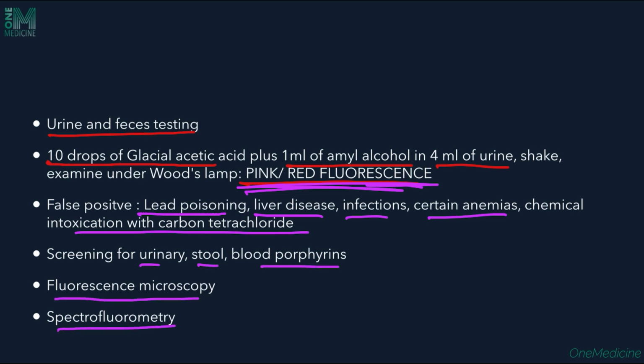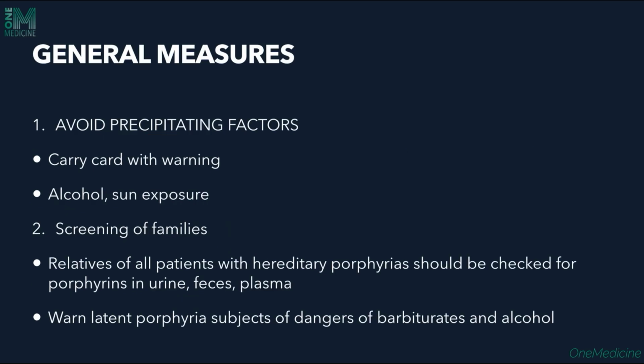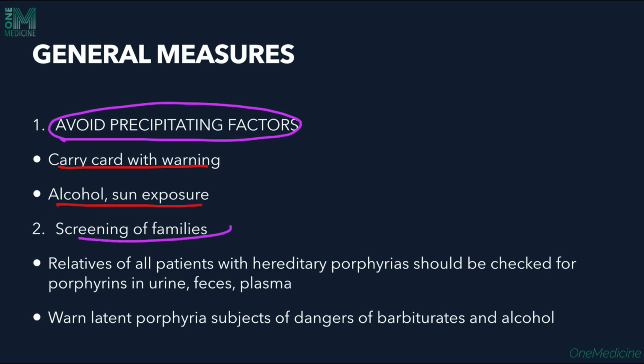Fluorescence microscopy and spectrofluorometry are other investigations. In general measures, we have to avoid the precipitating factors. The patient should carry a card which says that the patient has porphyria, and what drugs need to be avoided and what drugs can be given has to be written there. Alcohol and sun exposure need to be avoided, very important. Second, screening of the families needs to be done. Relatives of all patients with hereditary porphyria should be checked for porphyrins in urine, feces, and plasma. Warn latent porphyria subjects of the dangers of barbiturates and alcohol. They also need to avoid barbiturates and alcohol.